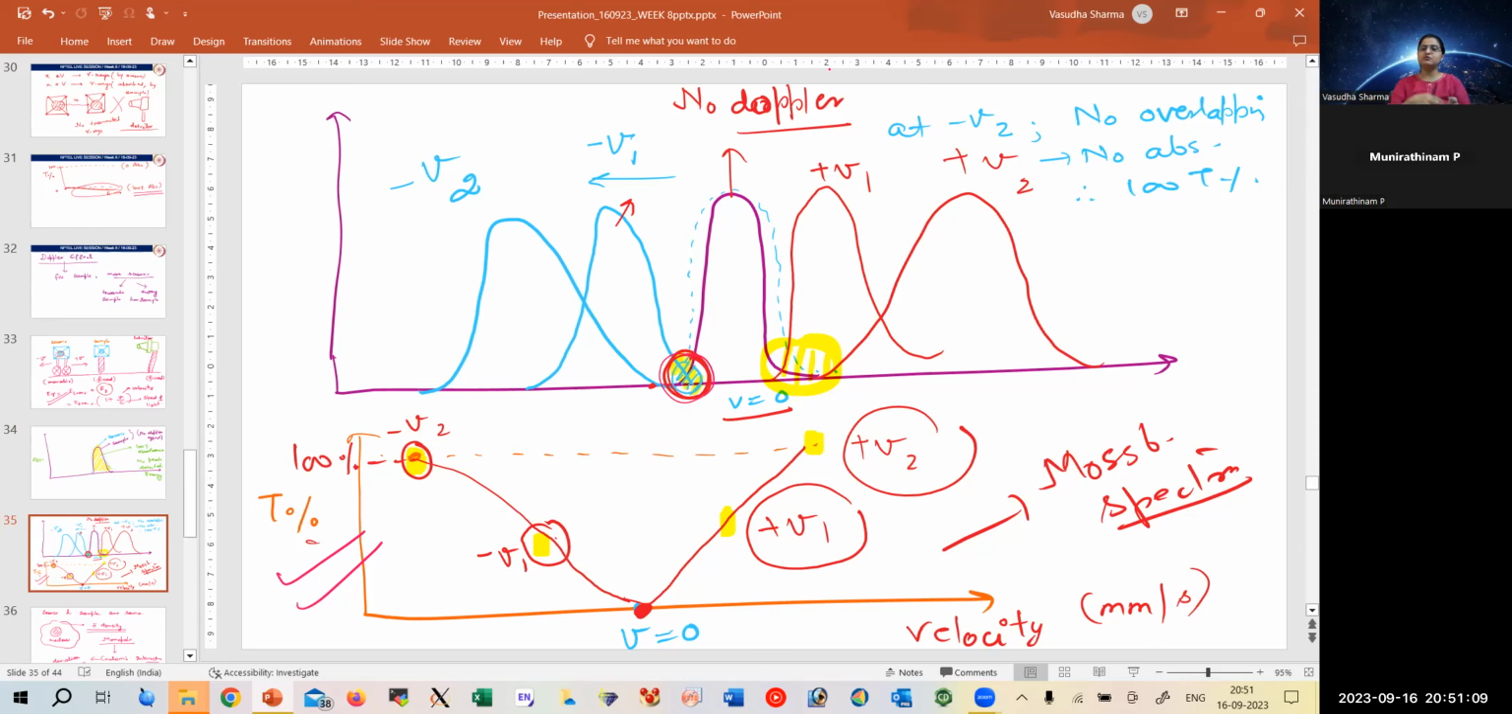Similarly, it happens when it moves towards the source, towards the sample, with v1 and v2 velocity, we got the similar. When we plot all the points from minus v2 to plus v2 going through v equals to 0, it forms a V kind of curve. That's a curve between the percent transmittance as well as the velocity. That's your actual Mössbauer spectra.